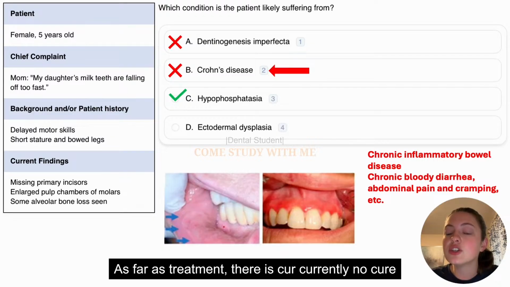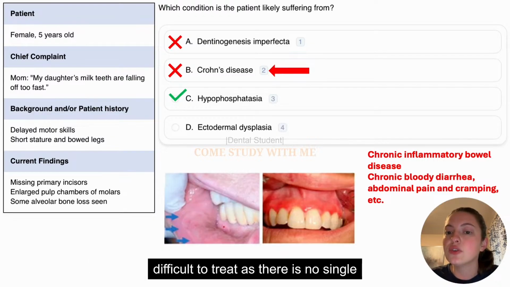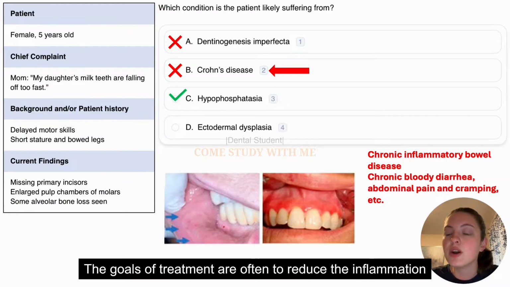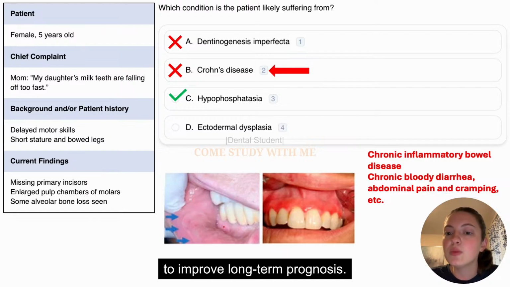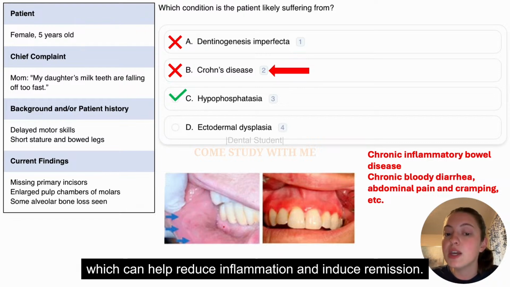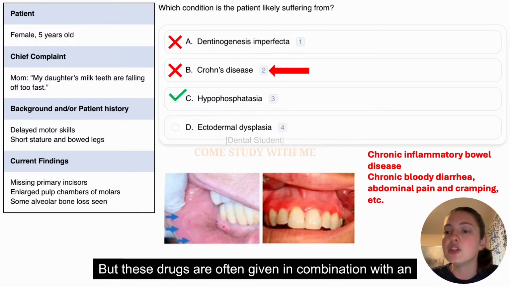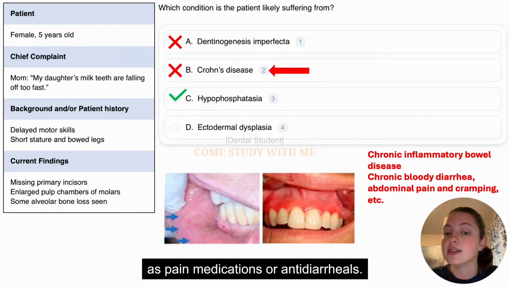As far as treatment, there is currently no cure for Crohn's disease, and the condition is honestly pretty difficult to treat as there is no single treatment that works for everyone. The goals of treatment are often to reduce the inflammation that triggers the signs and symptoms, as well as to improve long-term prognosis by limiting complications. The most common treatment is corticosteroids, which can help reduce inflammation and induce remission. But these drugs are often given in combination with an immune system suppressor, and other drugs are often given for symptomatic care, such as pain medications or antidiarrheals.